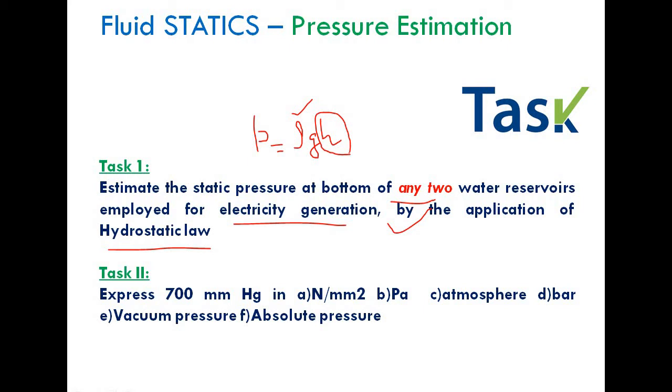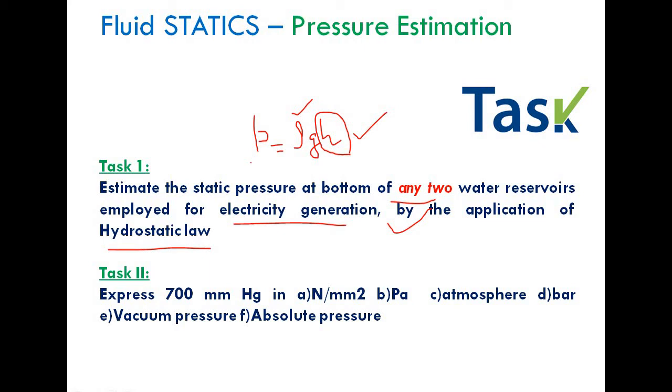So you can take any water reservoir existing in India which is used for electricity generation, and you can know the value of H, that is height of water column or depth of water column, or head at which water is available in the water reservoir. This is head H, it is known as water head. So if you are multiplying rho G with the corresponding value of head, you will get the pressure.